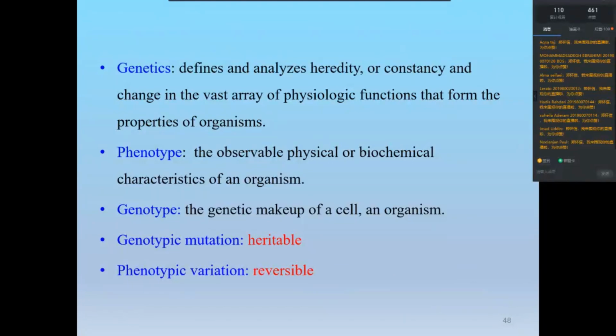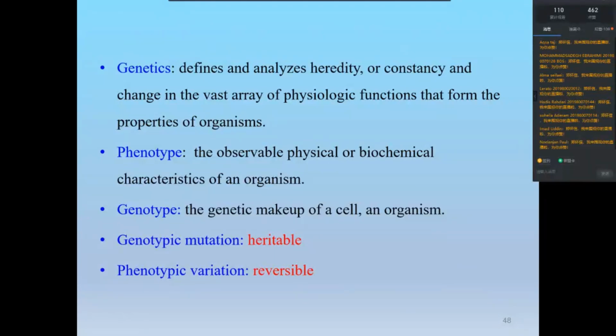There are some changes or mutations which can be divided into two groups. One is genotypic mutation. Genotypic mutation means that this change or variation happens on the DNA level, on its genetic material. And because it happens on the DNA molecule, this change can be inherited, can be passed from one generation to another. So it can be passed from one cell to its daughter cells. This is genotypic mutation.